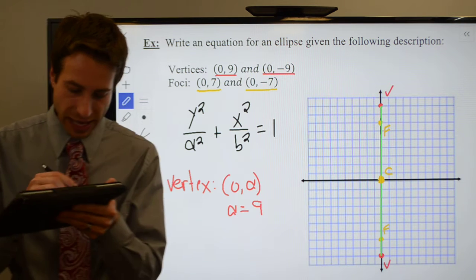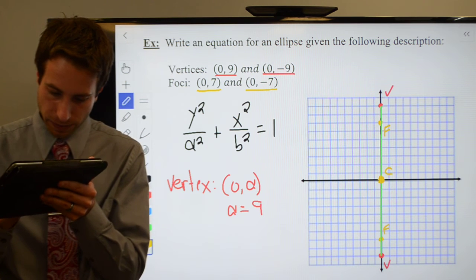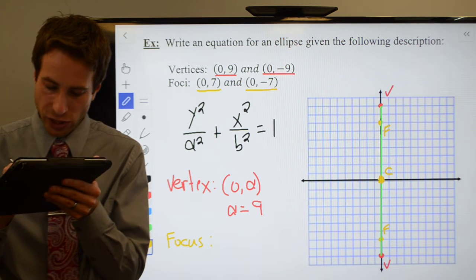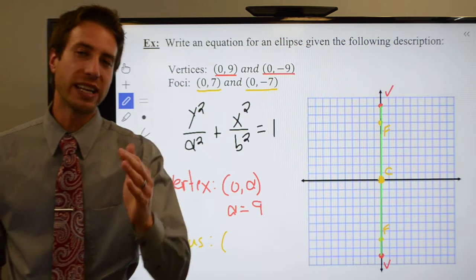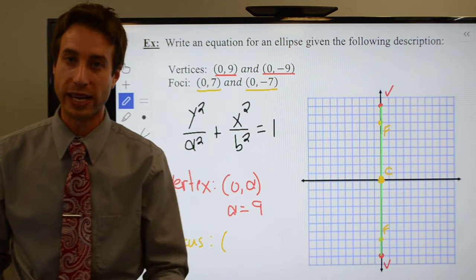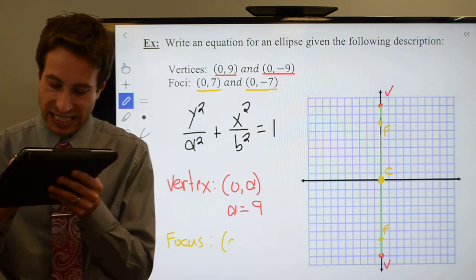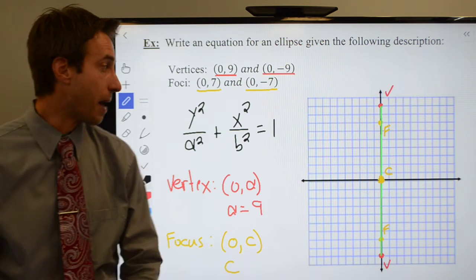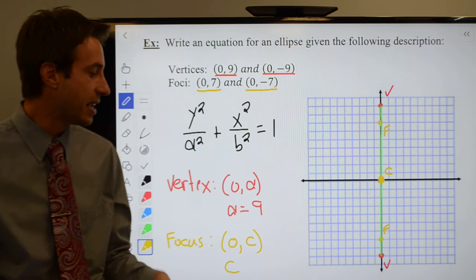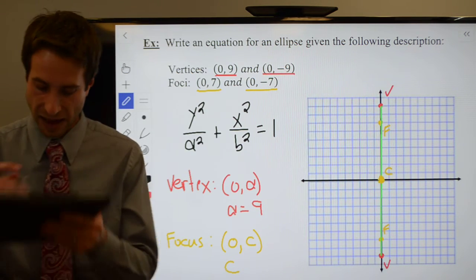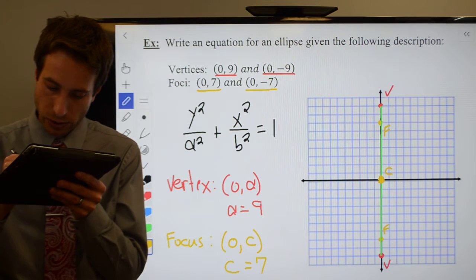All right. Also, they give me a focus. And right off the formula sheet, they tell you for an ellipse centered at the origin and oriented vertically, the focus is at 0, C. Well, if my focus is at 0, 7, that means that the value of C has to be 7. So C is equal to 7.